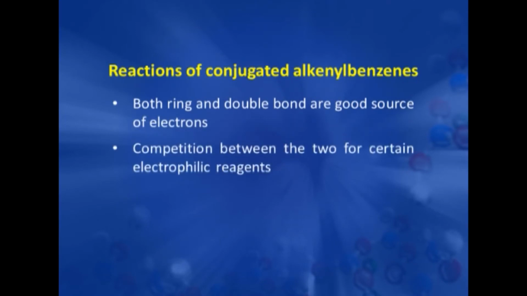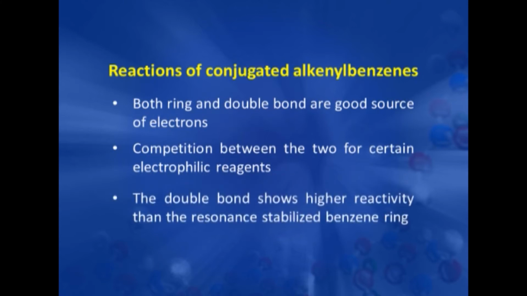Now, reactions of conjugated alkenyl benzenes. We have seen that in alkenyl benzenes we have unsaturation in the side chain and unsaturation in the benzene ring also. So, both ring and double bond are good sources of electrons. So, there is a competition between the ring and side chain for an electrophilic reagent, but we have observed that the double bond shows higher reactivity than the resonance stabilized benzene ring.